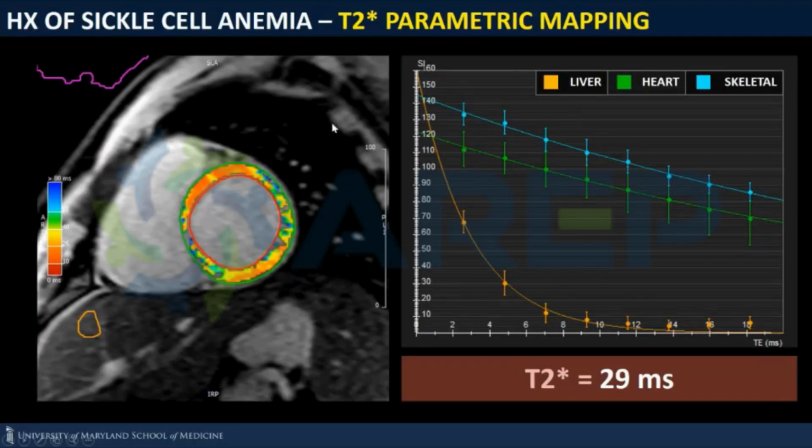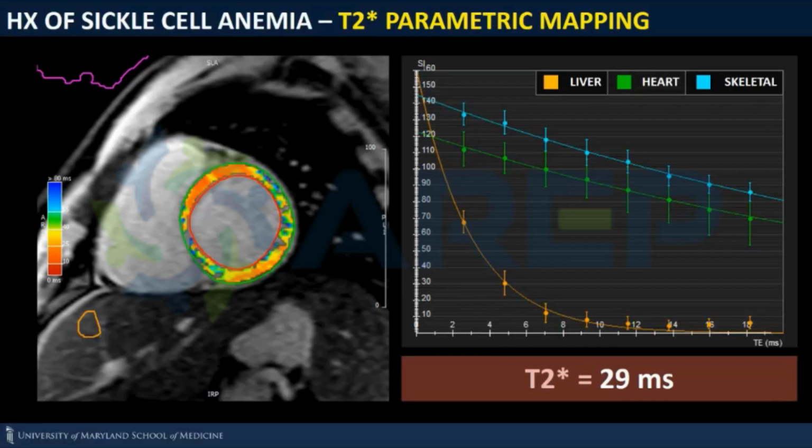Now, again, this is the same case when we do the actual mapping. So here we're comparing liver, the heart, and also skeletal muscle. And when we look at these different curves, we see the liver has a striking curve because of the amount of iron composition, which we saw in the previous image. Again, it changes rapidly, versus skeletal muscle and the heart, where we see their curves are much different. In this case, a T2 star value of almost 30 milliseconds.